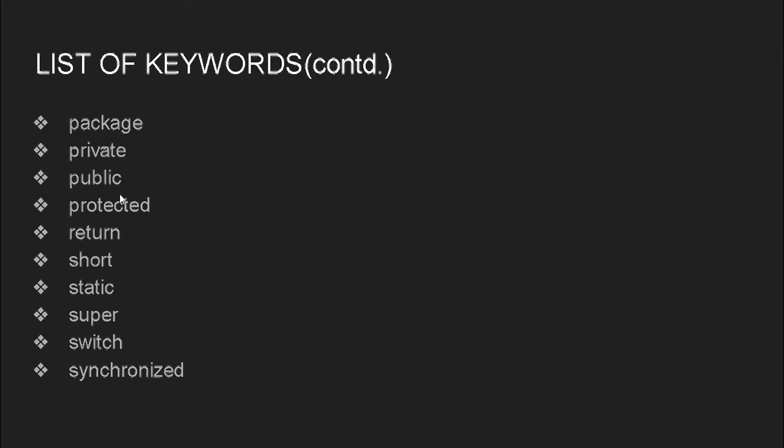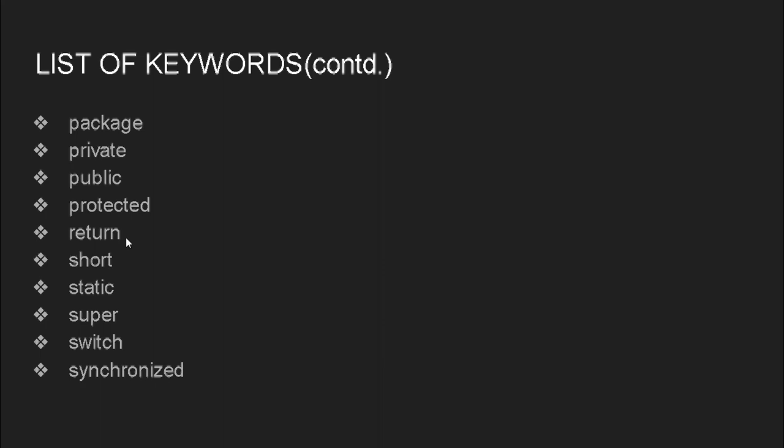Then private, public, protected, I already discussed this in previous tutorials. Private is used to create a private access modifier, public is for public access modifier, and protected is for protected access modifier. Private data members and private member functions are visible only within the particular class where they are defined. Public data members and member functions are visible everywhere. And protected is in between private and public; it will be visible to its own class and its subclasses.